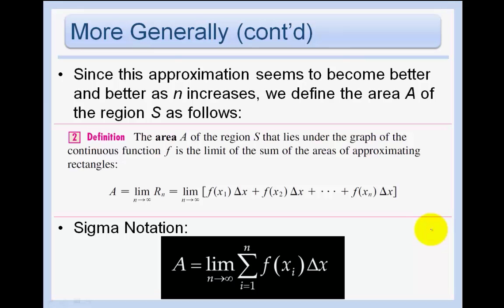Since the approximation seems to become better as n increases, we define the area of the region as follows. It's just the limit of the sum, because we're summing all the rectangles. This is the sum from i equals 1 to n, because we have n of these rectangles. f of xi, just like we saw before, is nothing but the height. And delta x is just the width. So you're summing up all of the widths times the height.